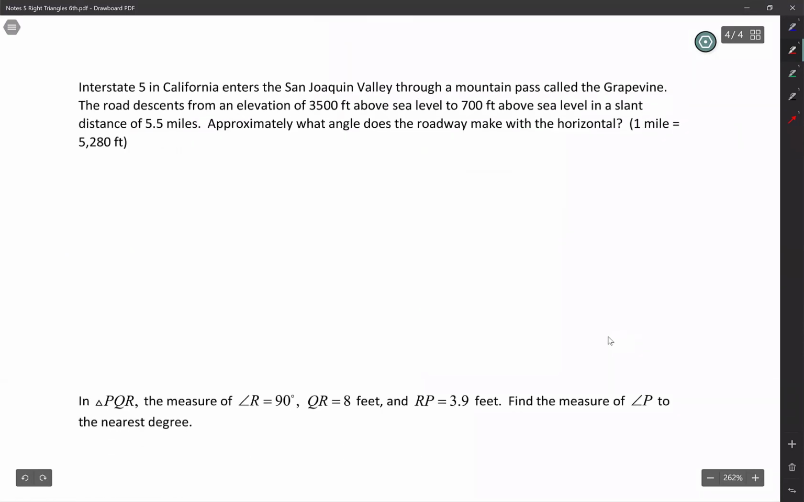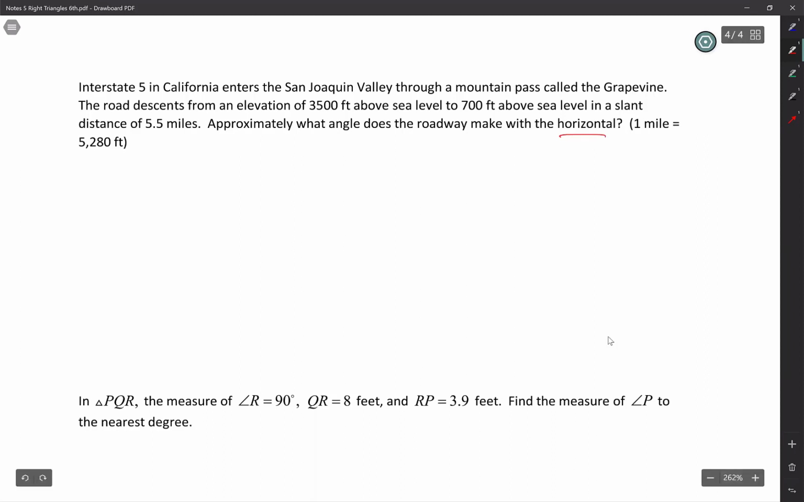Interstate 5 in California enters the San Joaquin Valley through a mountain pass called the Grapevine. The road descends from an elevation of 3,500 feet above sea level to 700 feet above sea level in a slant distance of 5.5 miles. Approximately what angle does the roadway make with the horizontal?